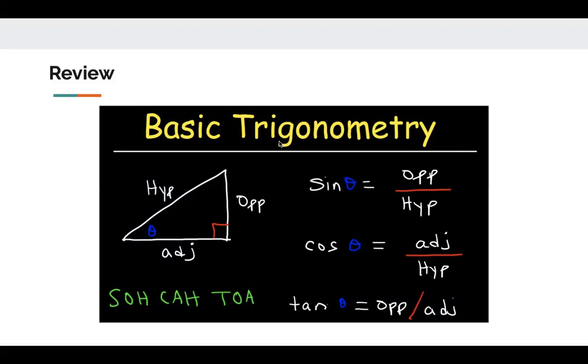Okay, so we'll start from reviewing some basic trigonometry. So we need to recall the sine, cosine, and tangent we learned before. Sine theta means the opposite edge divided by the hypotenuse, and cosine is the adjacent edge divided by the hypotenuse, and tangent is basically the opposite edge divided by the adjacent. It is also known as sine divided by cosine.